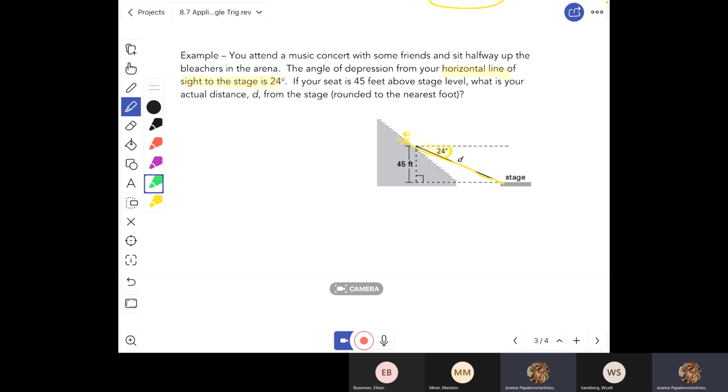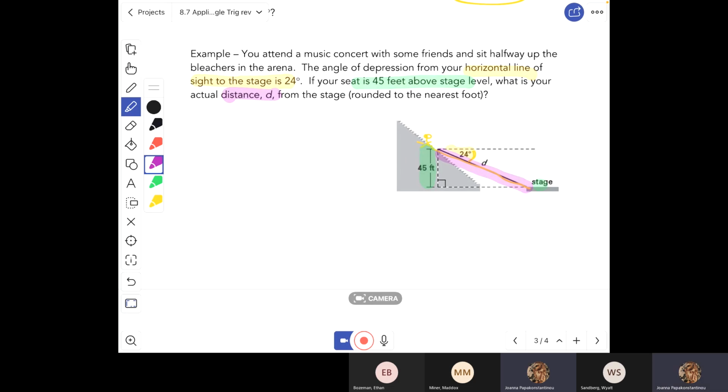If your seat is 45 feet above the stage level, so here's the stage level, you're standing 45 feet above it, what is your actual distance D from the stage? Couple different ways we can do this. Does anybody have any idea? Figure out what size that is. Okay, so you want to figure out what this is? We can already use sine. Isn't it already 24? That's congruent to the angle of elevation. And then you can use tangent from there.